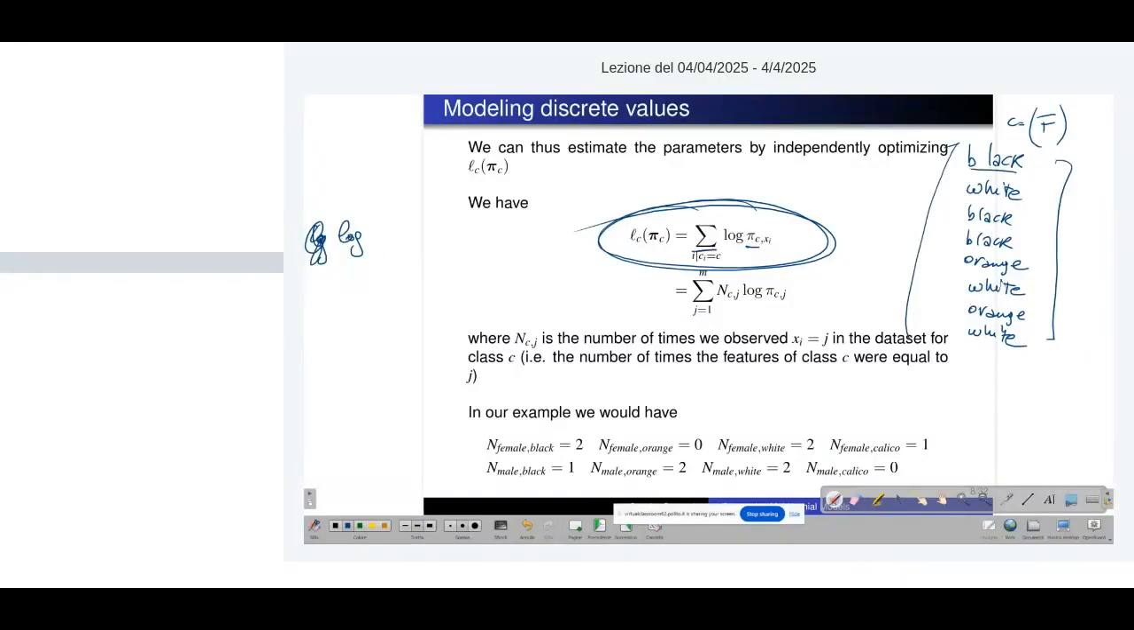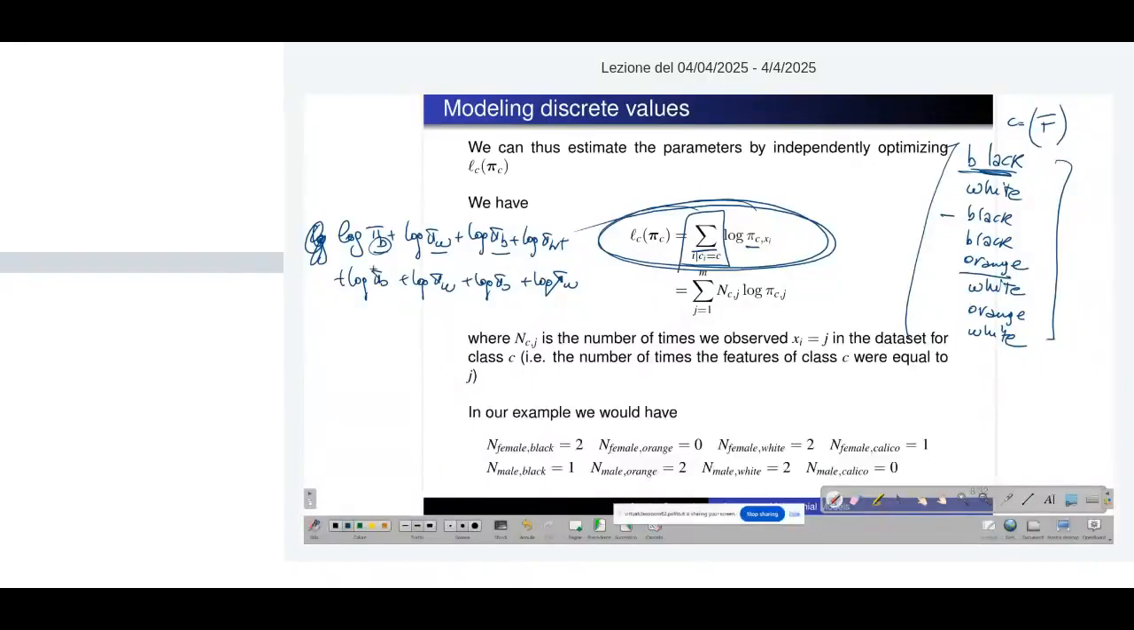My sum over samples will be what? I will have logarithm of pi for black, plus logarithm of pi for white, plus logarithm of pi for black again, plus logarithm of pi for black, plus log pi orange, plus log pi white, plus log pi orange again, plus log pi white once more. So each sample will contribute to my log likelihood with a pi that corresponds to the value of the feature of the corresponding sample.